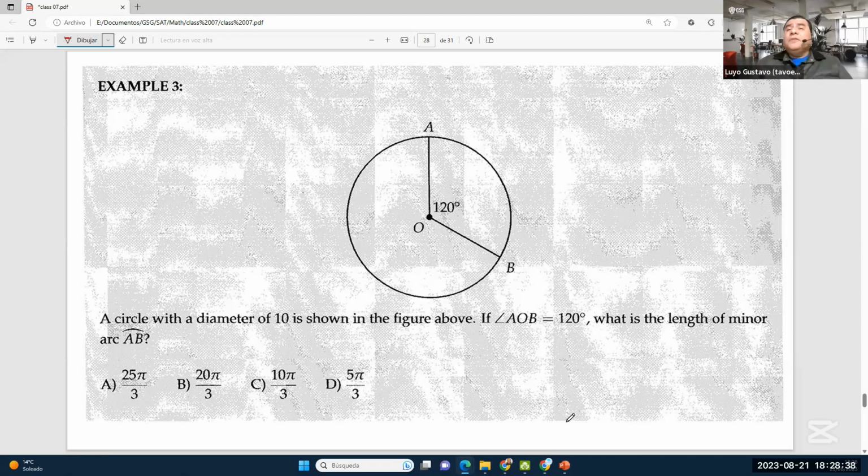Remember that here, for example, this question says a circle with diameter of 10 is shown in the figure above. If angle AOB equals 120 degrees, what's the length of minor arc AB? When you see this expression minor arc AB, it refers to the shortest path between the two endpoints. In other words, the arc that goes from A to B following this path, which is obviously the shortest, right?